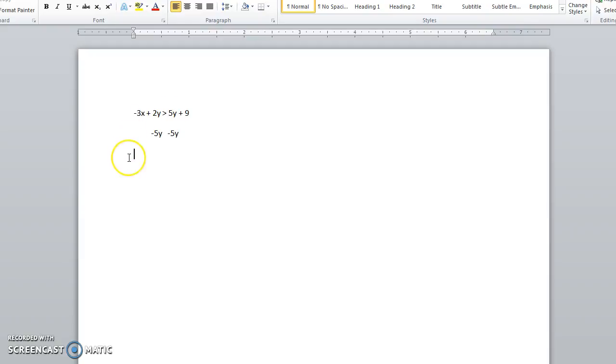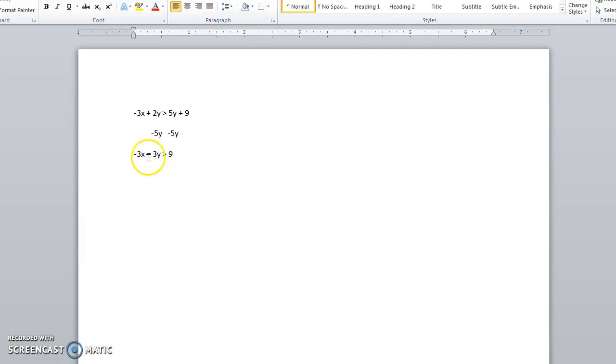When I do that, on my next line I'm still going to get the negative 3x on the left side, so drop that down. And then a positive 2y minus 5y gives me a minus 3y. Bring down your sign, greater than. These guys are canceled out, so all I have left is the 9. So now this is what I have: negative 3x minus 3y is greater than 9. I still need to get this y all by itself.